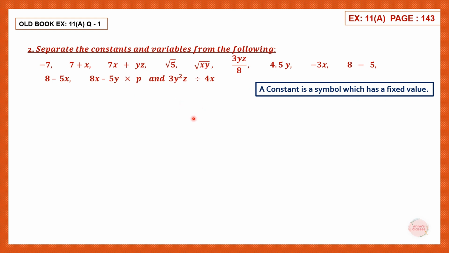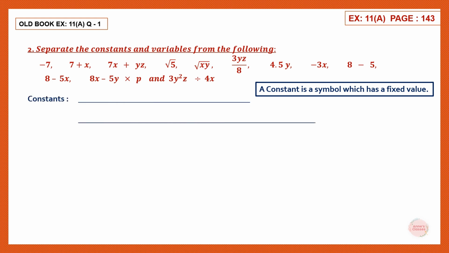Now suppose I take the number 2. Wherever I put 2, it's going to remain the same. This value, if I put it somewhere else, does not change to 3 or 4 or 5. It has a fixed value. So anything that has a fixed value is called a constant. So first what we'll do is, we'll write down all the constants. We'll pick out all the constants from this. So here we have the constants to be written here.